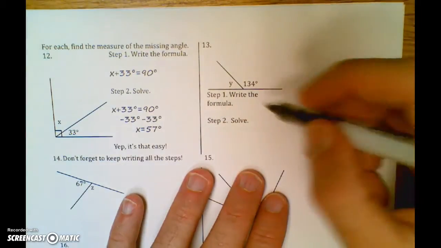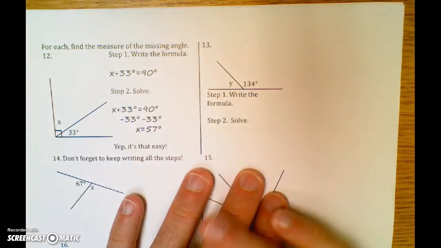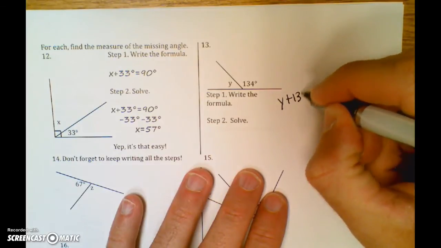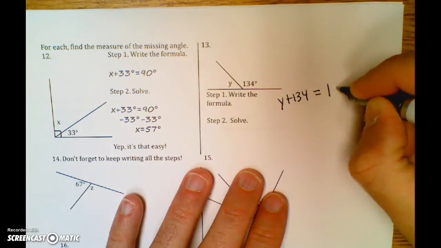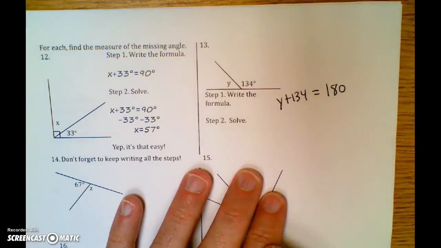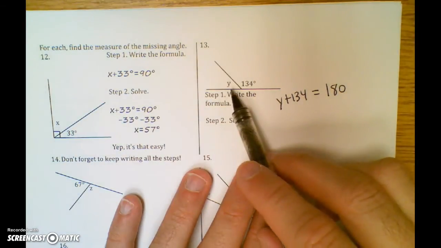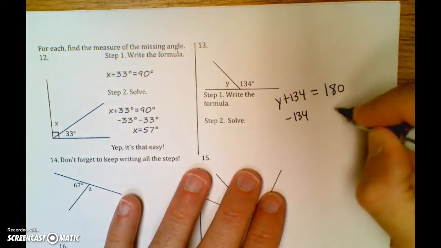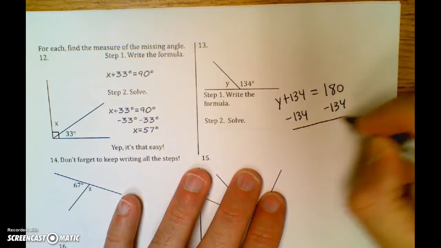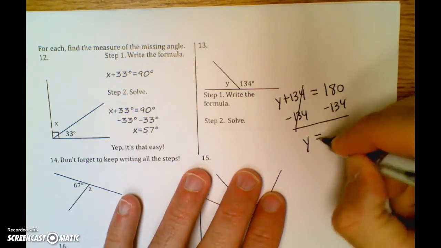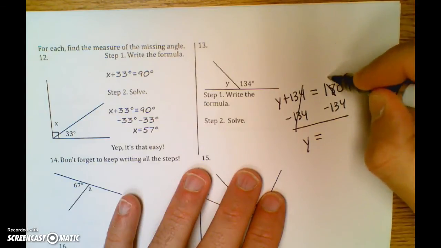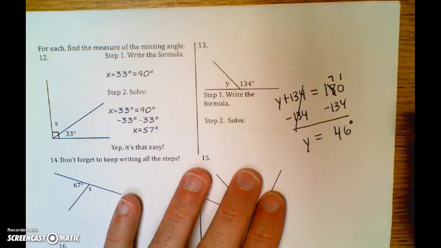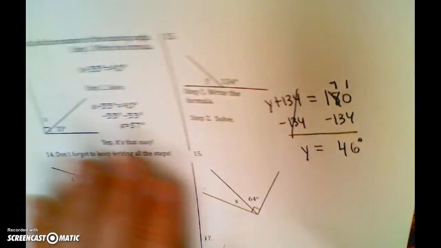In number 13, these angles are in a straight line, so they're supplementary. So the formula or the equation for this line of these angles is y plus 134 equals 180. Because these two angles, because they're supplementary, they're a linear pair, equal 180. And then you can solve. So I get 46 degrees. Because we're dealing with angles, you have to put it down as degrees.